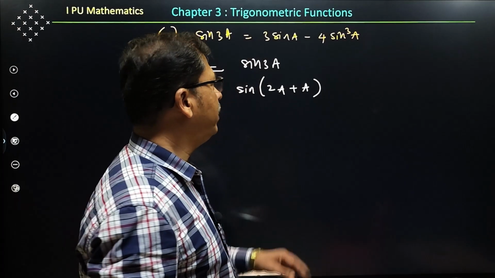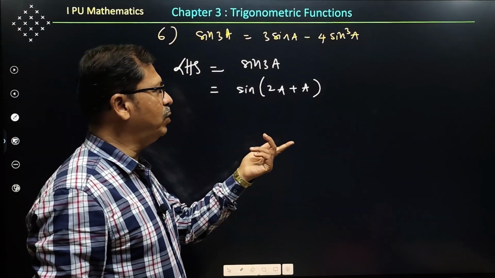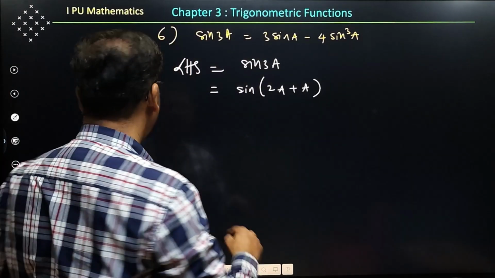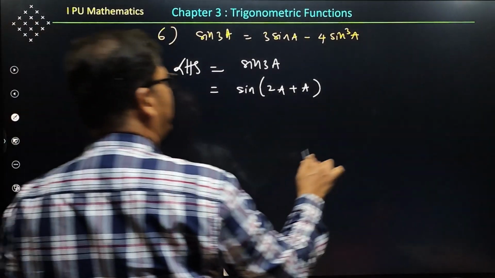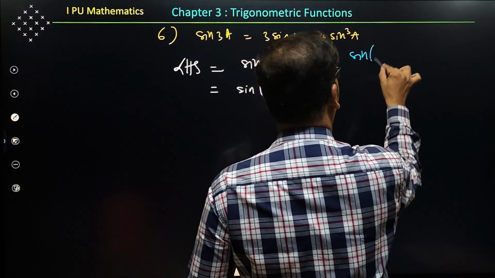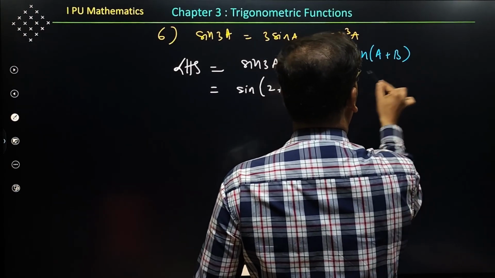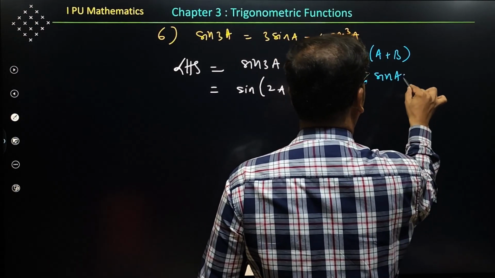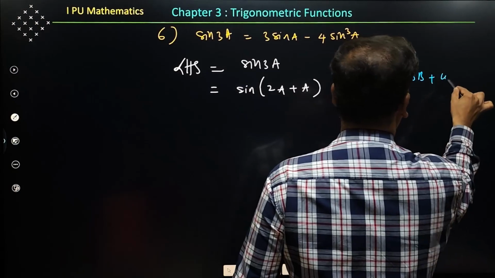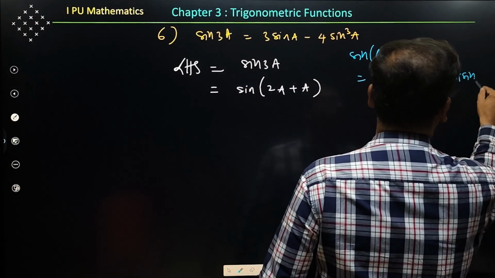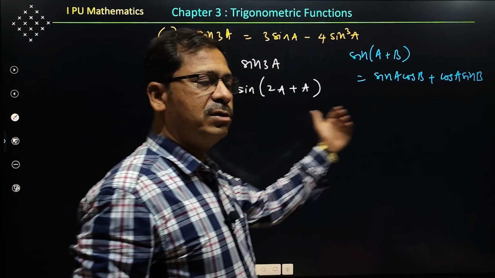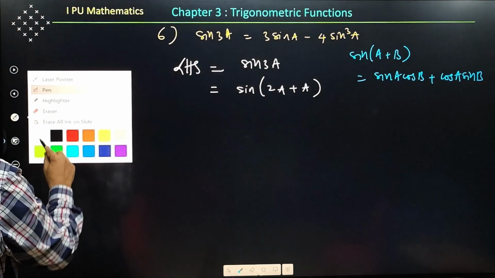Apply the compound angle property, sin of a plus b. Sin of a plus b equal to what? Sin a cos b plus cos a sin b. Have you recalled? Use this result, sin of a plus b, that is equal to sin a cos b plus cos a into sin b. This is your result. Apply this result to this situation here. Then this leads to what?